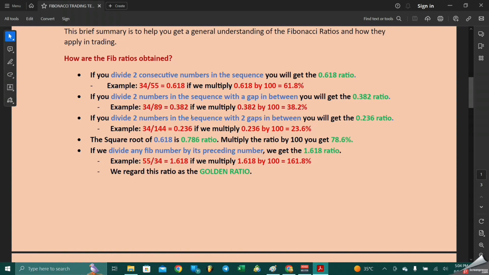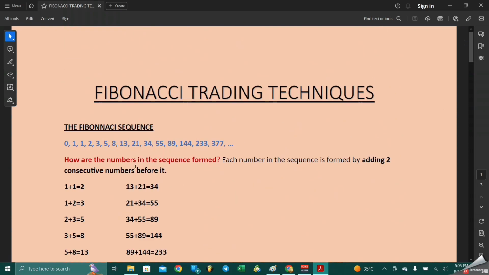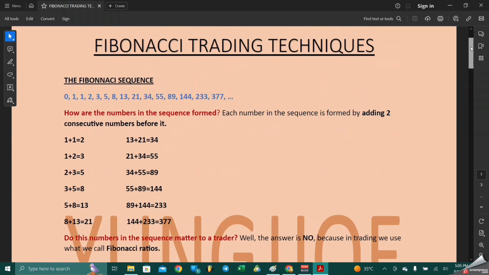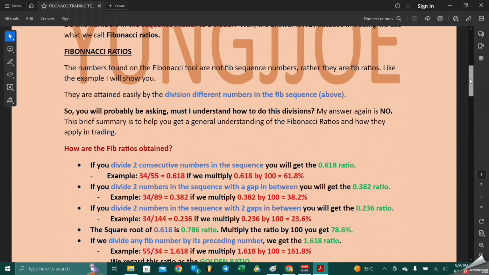If you divide two numbers in the sequence with a gap in between, you get the 0.382 ratio. For example, take 21 and 55 with a gap in between: you divide 21 by 55, you get 0.382. And if you divide two numbers with two gaps in between, you get the 0.236 ratio. Let's say 21, we skip 1, 2, and we divide 21 by 89, we'll get 0.236.